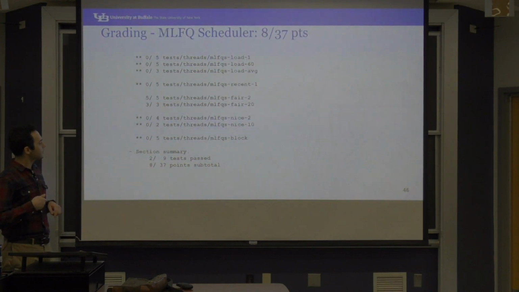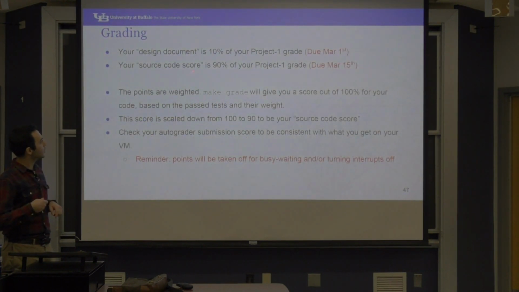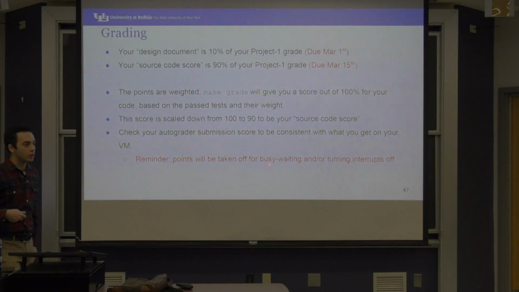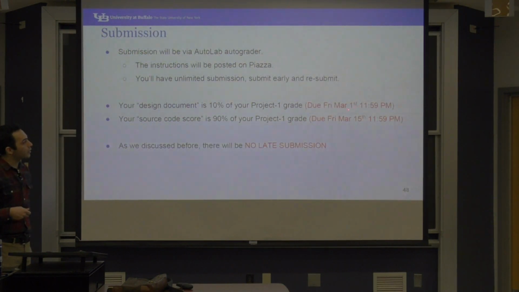But when you get your grades, your grade will scale down from 100% to 90%, and that's the part for your source code. Then your design document is 10% of your Project-1 grade. This is due on March 1st, and this is due on the 15th. Remember that. And again, whatever you get on your source code, make sure this is not the case for busy waiting or interrupts. Also remember that this is Friday night, and there is no late submission.